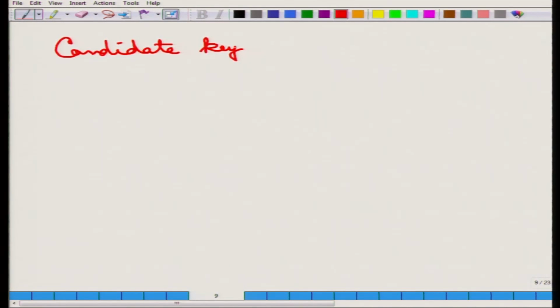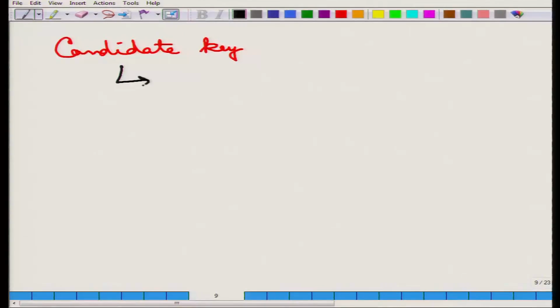So as you can understand, the definition of a super key is a little bit problematic, because any superset of a super key is also a super key. So what people generally tend to work with is what is called a candidate key. A candidate key is a minimal super key. This is very important: minimal super key.